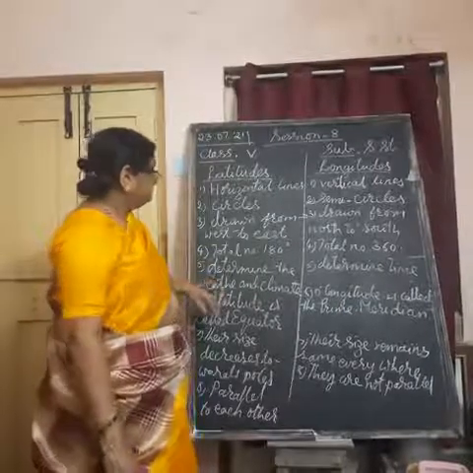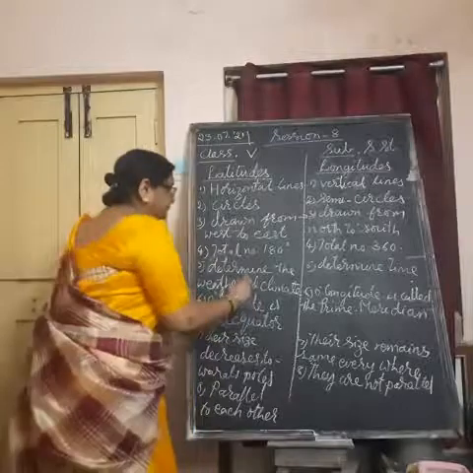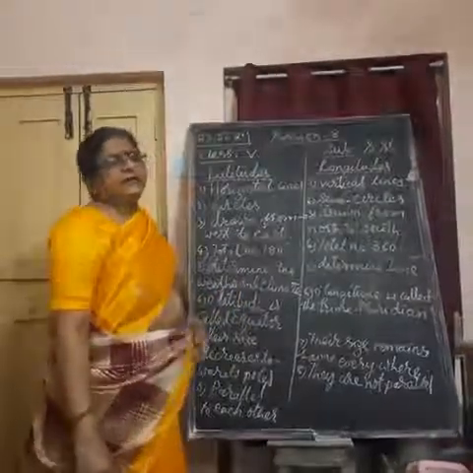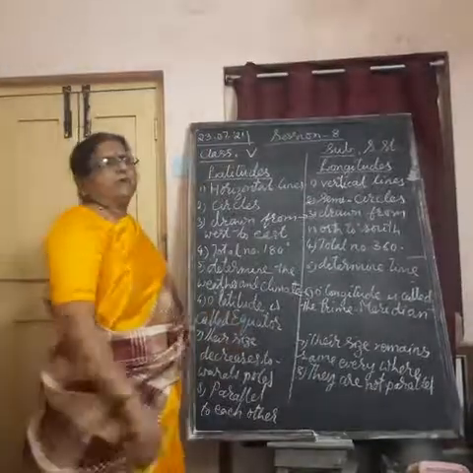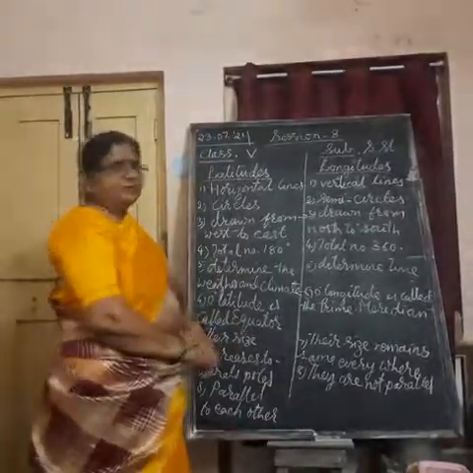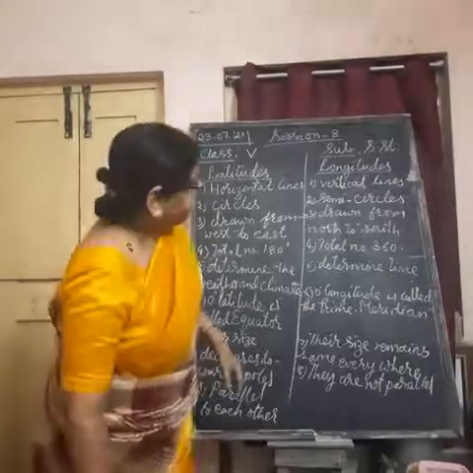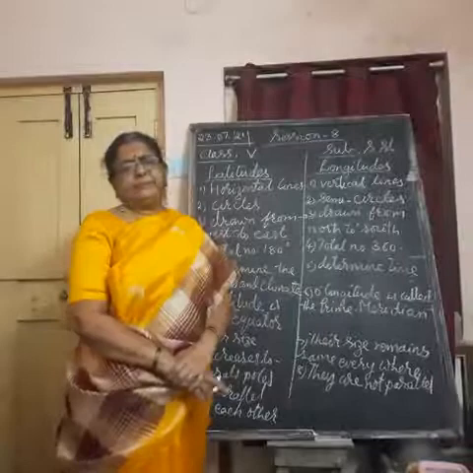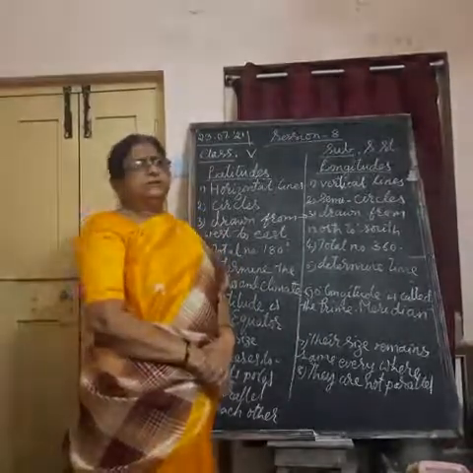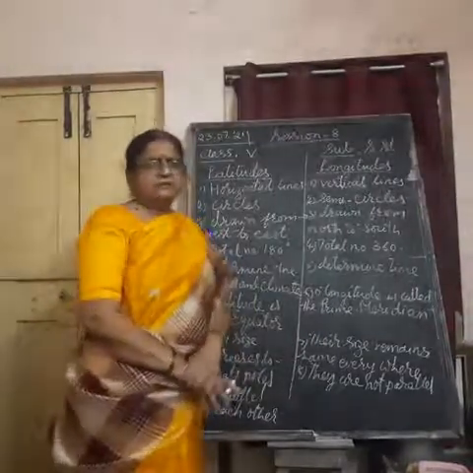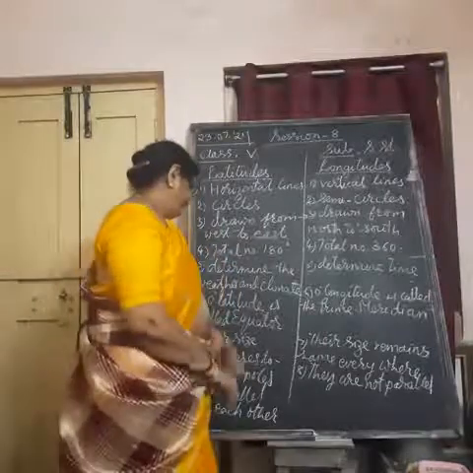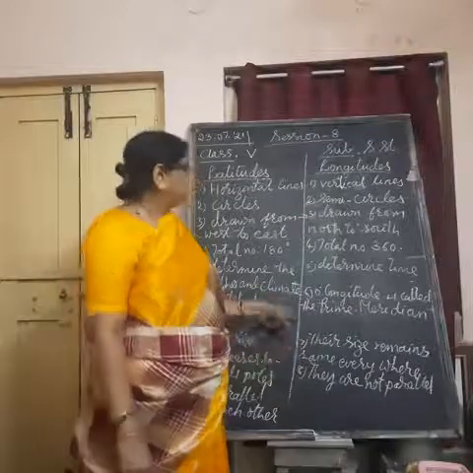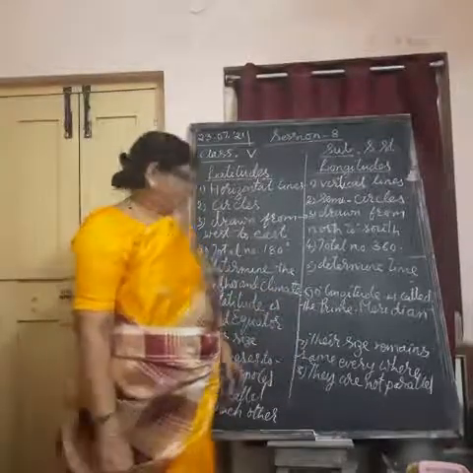Then the latitudes determine the weather and climate of a place. Weather and climate of a place means they help us to know about the weather or climate of any place, whereas the longitudes determine time. Longitudes tell us about the time. They help us in calculating the time. 0 degree latitude is called the equator, whereas 0 degree longitude is called the prime meridian.